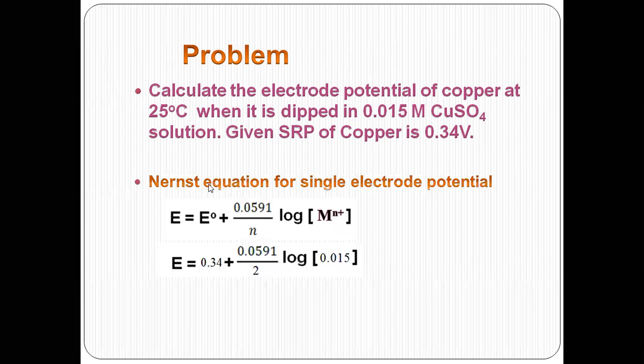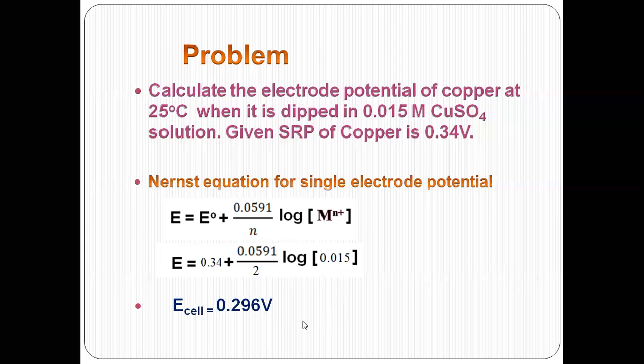E equal to E naught plus 0.0591 divided by n log Mn+. Substitute the values. What is the E naught value? Look into the problem and substitute 0.34, and 0.0591. Mn+ here is from copper sulfate, Cu2+ SO4 2-, so the n value is 2. In the log, the concentration of the Mn+ ion is 0.015 M, already substituted. The final answer is E cell equal to 0.296 volt.